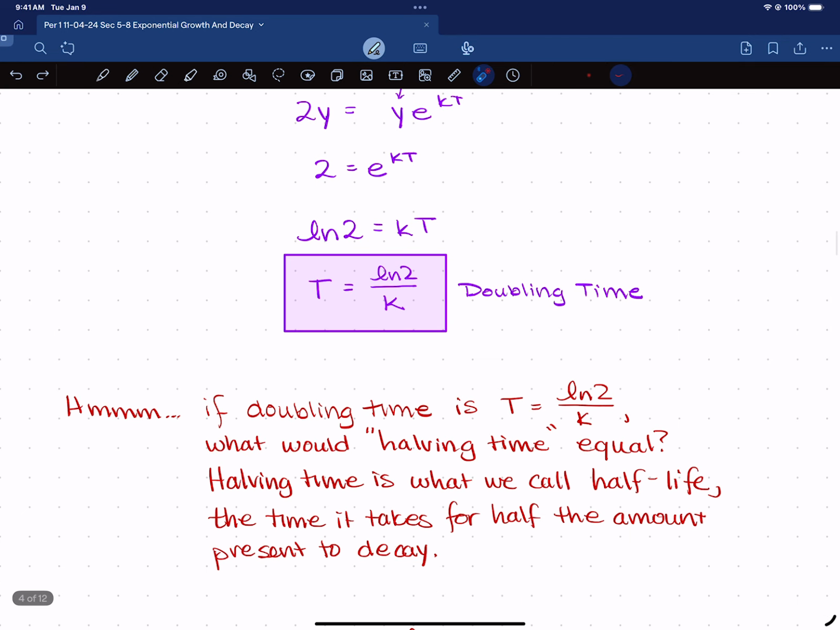Now, if doubling time is this, what do you think halving time would be? The amount of time it would take for something to be cut in half. And by the way, that's basically what we call half-life. Half-life is the amount of time it takes for the amount present to decay. So if this is doubling time, what do you think a formula to find the half-life time would be?